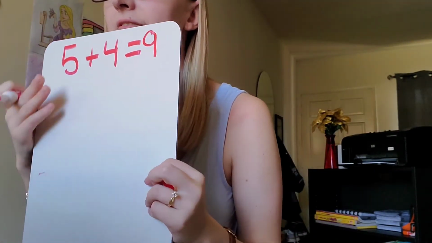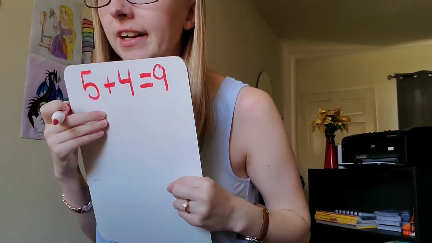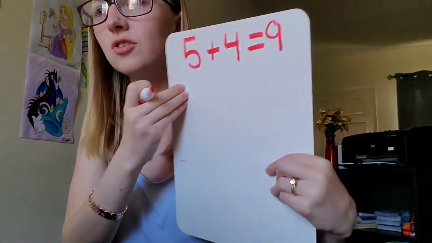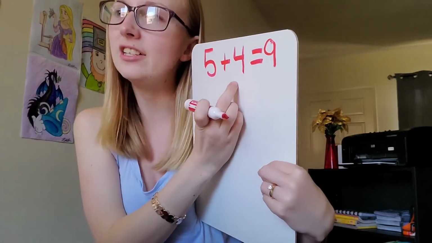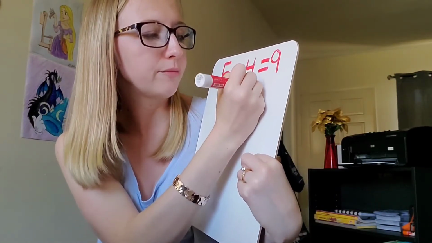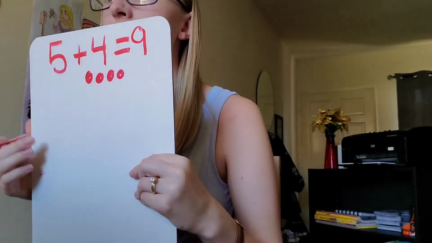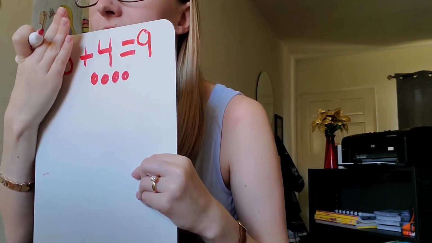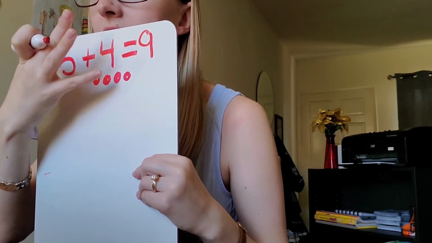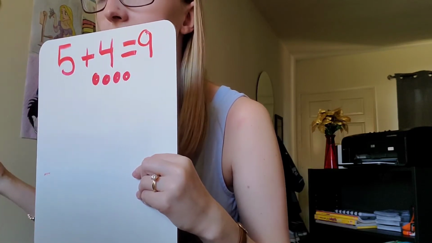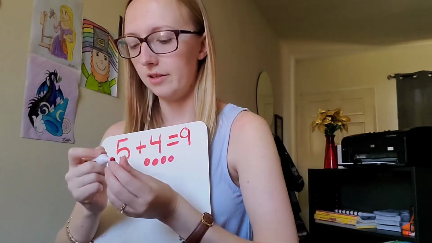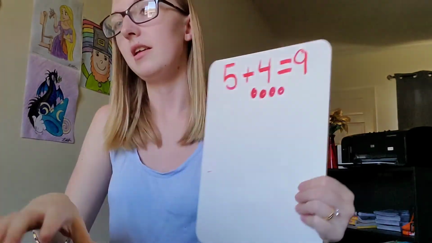Okay? So I have 5. I can draw 5 circles if I want. But if I want to draw just some of the circles, instead of holding it in my head, I can draw the second number. So I have 4 as my second number. Okay? So I have 5, and then I would count up. 6, 7, 8, 9. 9. So that way I don't have to draw 9 whole circles. So 5 plus 4 is 9.